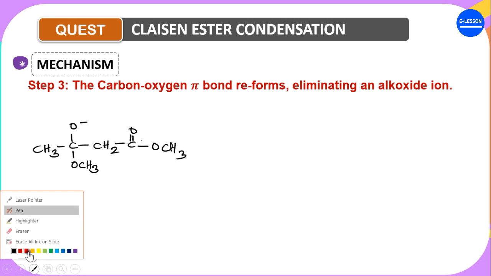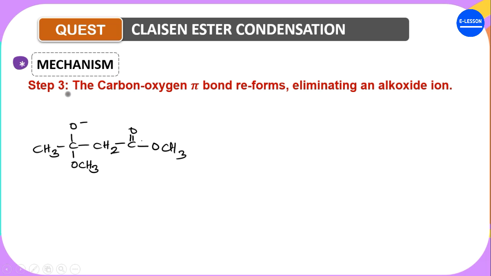Now at the end of the day, what do you think we are going to form now? Or what do you think will happen? Read the step. You say the carbon oxygen pi bond reforms. That means this bond here reforms, eliminating the alkoxide ion, which is more labile. As this one is coming in, the group that will leave here is the alkoxide ion, which is this. This ion will be eliminated, okay?